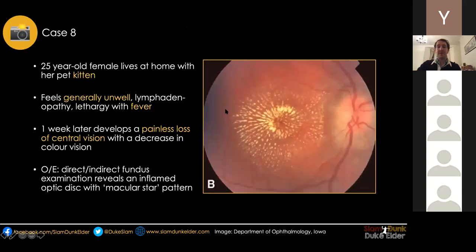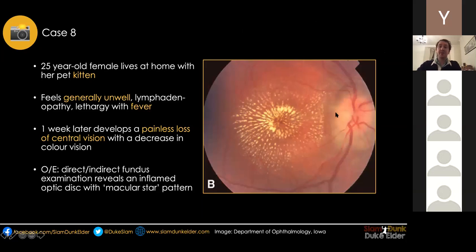So another case here. A 25-year-old living at home with a new pet kitten suddenly starts to feel generally very unwell, with lymphadenopathy, fever, lethargy. She has a painless loss of central vision, and this is what you see on direct fundoscopy. This is described as a macular star pattern.